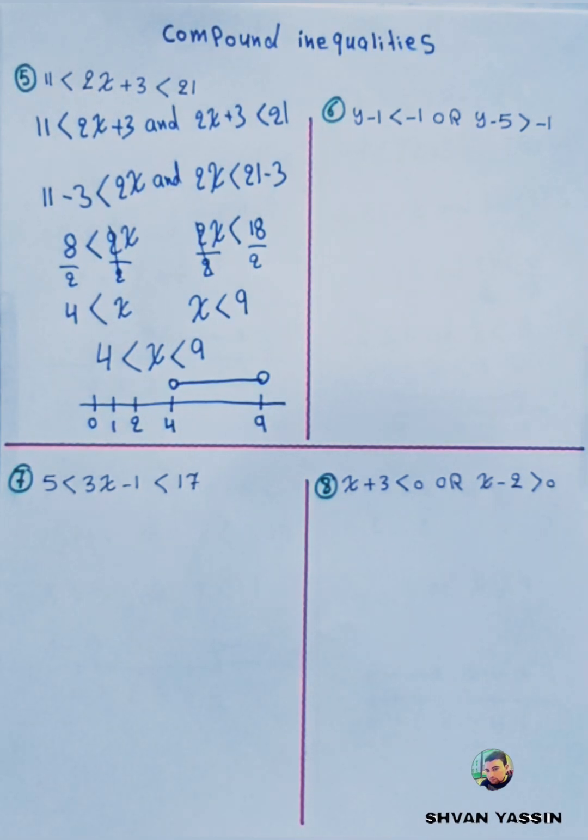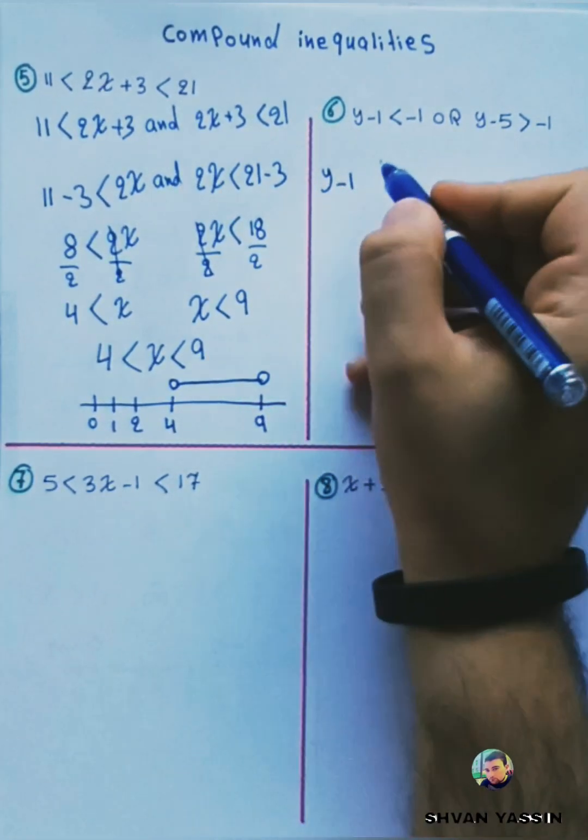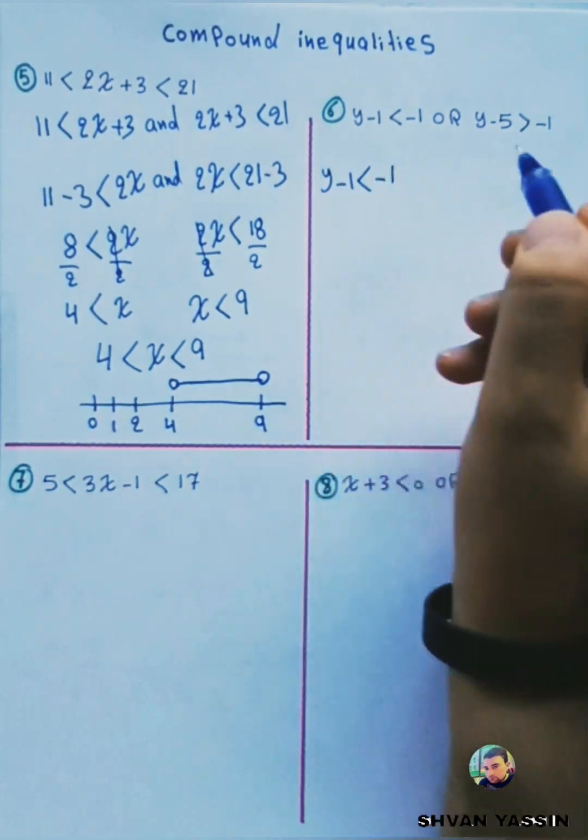Example number 6. We have y minus 1 is less than -1, or y minus 5 is greater than -1. So we have to solve each inequality apart. So you have y minus 1 less than -1.